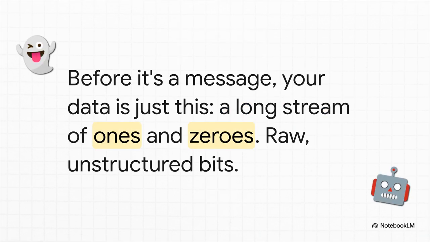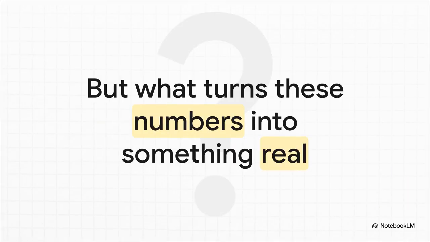You see, before it's a message or a picture or a video, your data is, well, just this. A long, long stream of ones and zeros. Just raw bits. You can almost think of them as ghosts in the machine. They represent the idea, the pure information, but they don't have any physical form. They can't do anything by themselves. So, what's the missing piece here? What's the secret sauce that takes these abstract digital ghosts and gives them a physical body? Something that lets them travel through the real world?